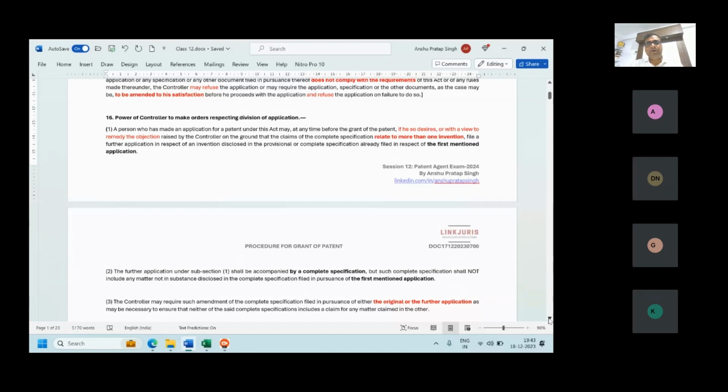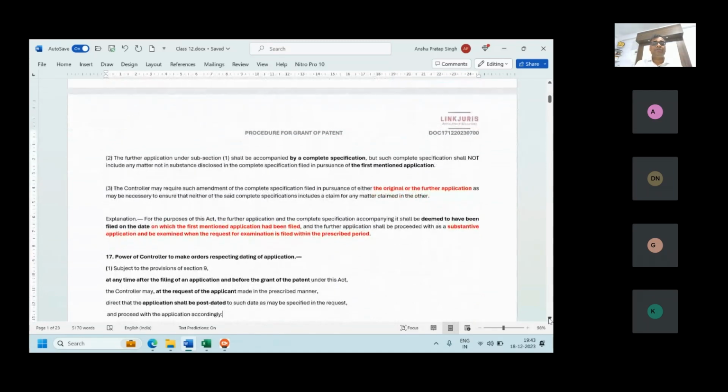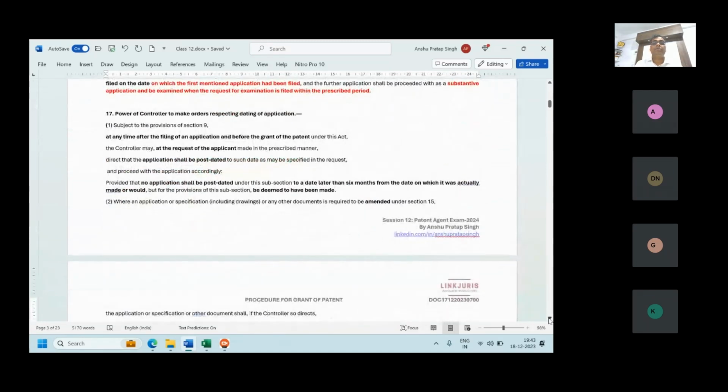Both will have the same date of priority, and that's how it will work. And they both will work as a separate independent patent once granted. Okay. Now comes 17. 17 also we have discussed.